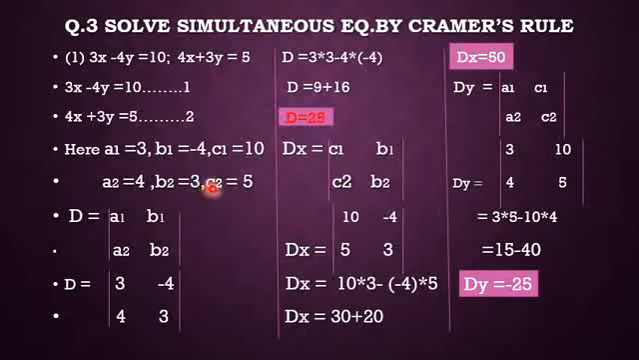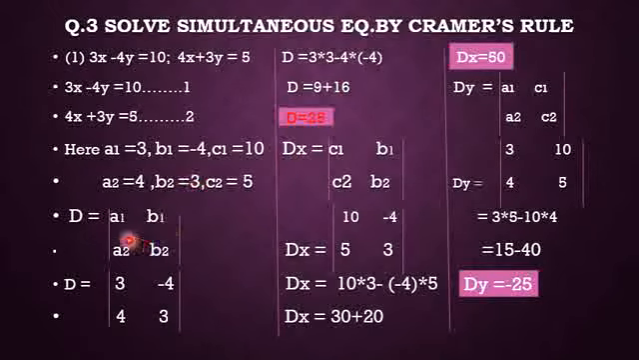Then we can find the value of dx. At the x coefficient we write the constant terms 10, 5, that is c1 c2, and b1 b2, minus 4, 3. Cross multiplied: 10 into 3 minus 4 into 5. 10 into 3 is 30, minus into minus plus 5 into 4 is 20, 30 plus 20. dx is equal to 50.